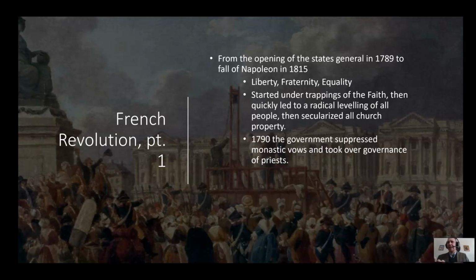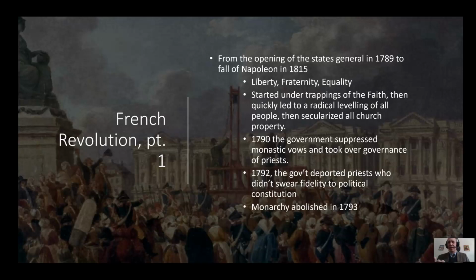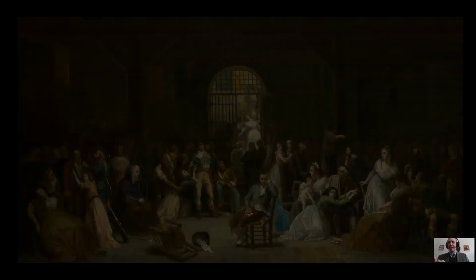In 1790, the government suppressed monastic vows and took over governance of priests. So you have the government taking over the church. In 1792, the government deported priests who did not swear fidelity to the political constitution, and the monarchy was abolished in 1793. Eventually, Louis XVI and his wife were executed.